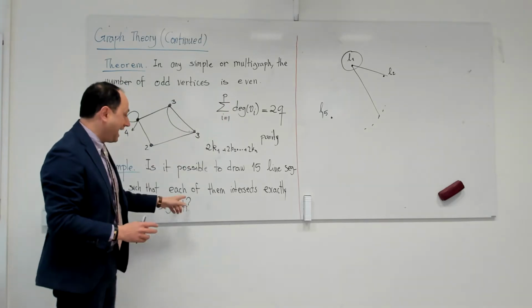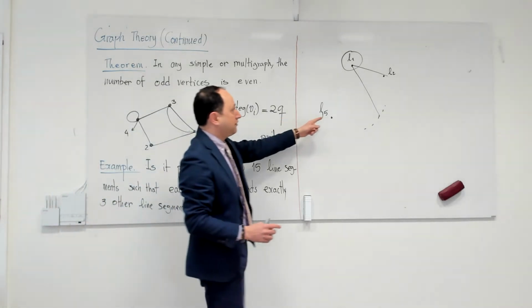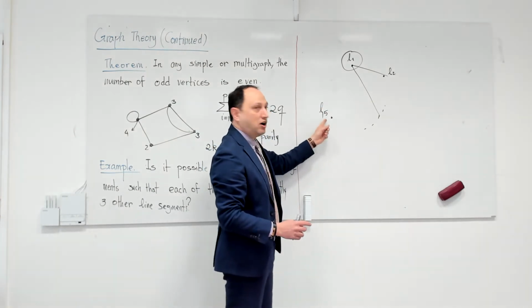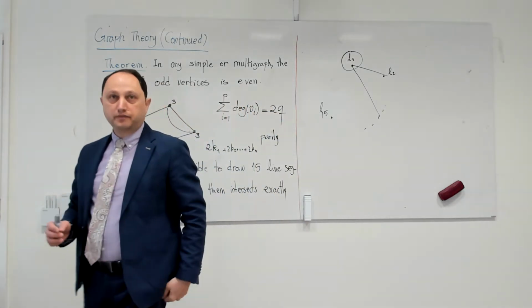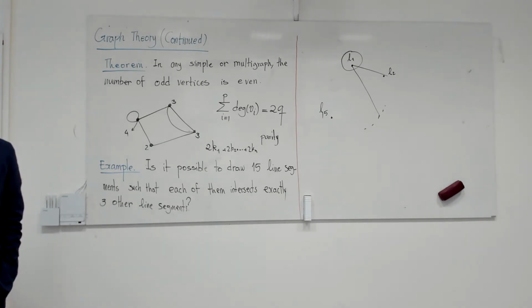If such a thing happens, it will give rise to a simple graph where the number of odd vertices is odd, which is in contradiction with this theorem. So it is not possible. I think this is a very nice problem. It's a very indirect problem related to graphs, yes? So it is completely clear: don't use your energy, you will never be able to draw such a picture. Is that understandable? The argument is understandable?